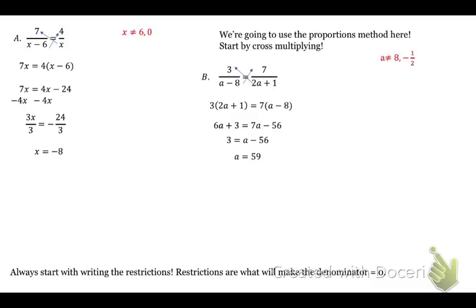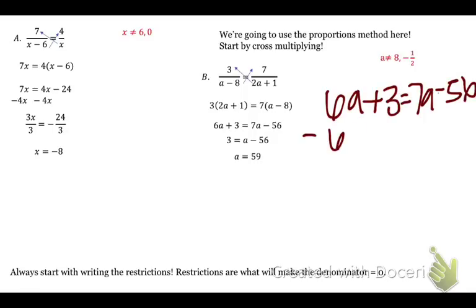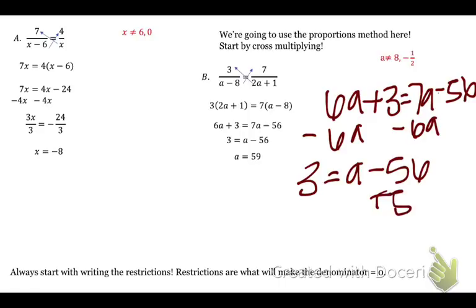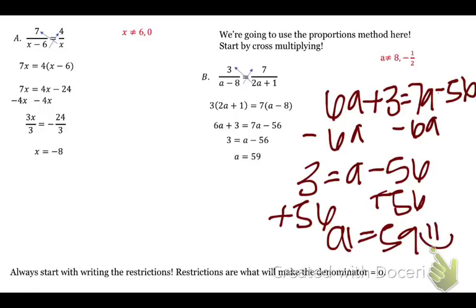Okay, if I lost you right there, I'll go through it real quick. So you get 6a plus 3 equals 7a minus 56. I subtracted the 6a first, and that's where I got 3 equals a minus 56. Add the 56 over. So a equals 59. Okay?